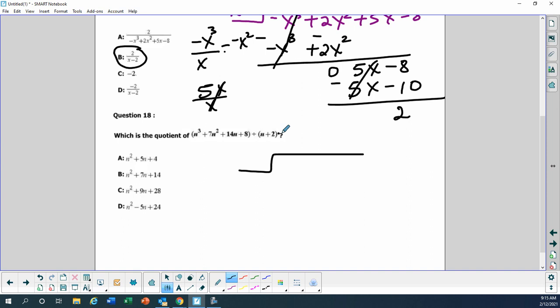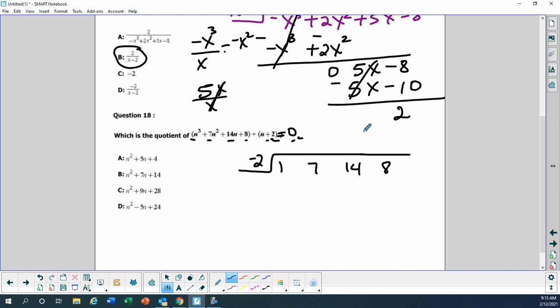We can do this with synthetic division just to help us. The first thing is I need to set the divisor equal to 0, so x minus 2 gives me 2. And all I have to do is take the coefficient of each term: degrees 3, 2, 1, 0, so I didn't skip any. So 1, 7, 14, and 8. That's my synthetic division.